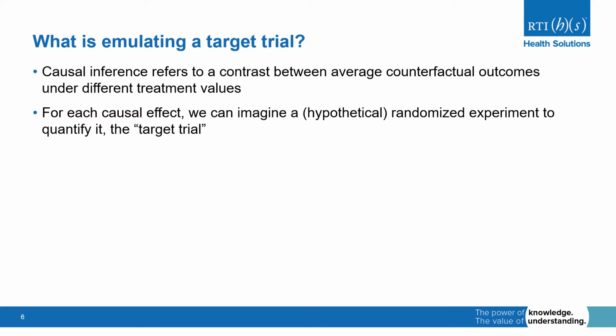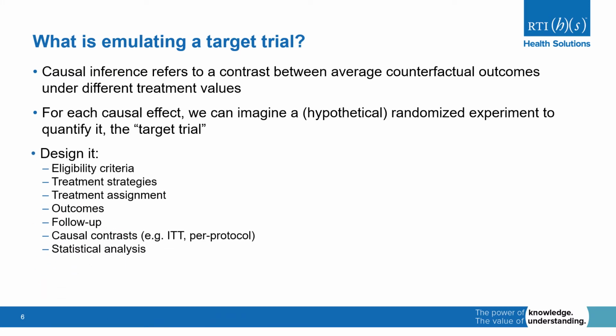If I want to estimate the effect of this drug on the outcomes of COVID, I should be able to imagine what trial I would run if I had the money, the time, and the patients to run it. So the first step to emulate a target trial is writing down what is my ideal trial, what is the target trial that I would run, and write down all the components, the same as you would do with a real trial: the eligibility criteria, the treatment strategies, how you assign treatment, outcomes, follow-up, causal contrast, and statistical analysis.